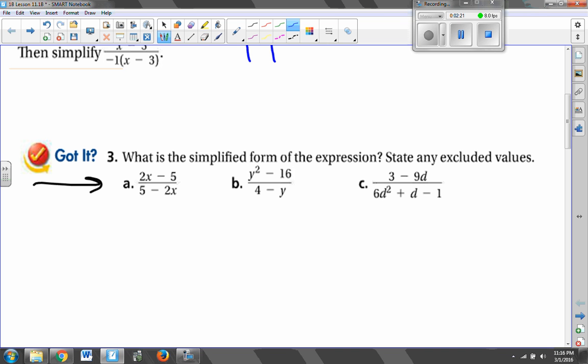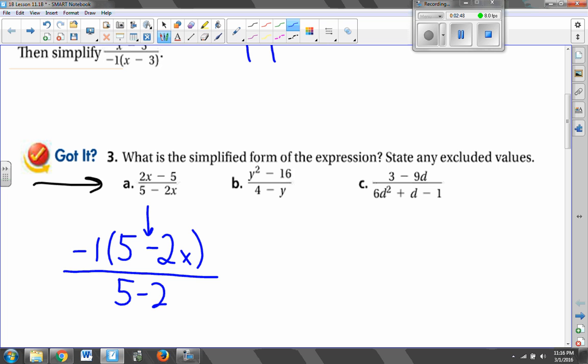So if I factor out a negative 1 from the top, this will become negative 1, and then on the top I will flip the sign of everything because I'm pulling out a negative sign. So it becomes 5 and a minus 2x instead of 2x and a minus 5. The bottom still is 5 minus 2x, so I can cancel that with that. And now on the top I'm left with a negative 1. On the bottom I have nothing.